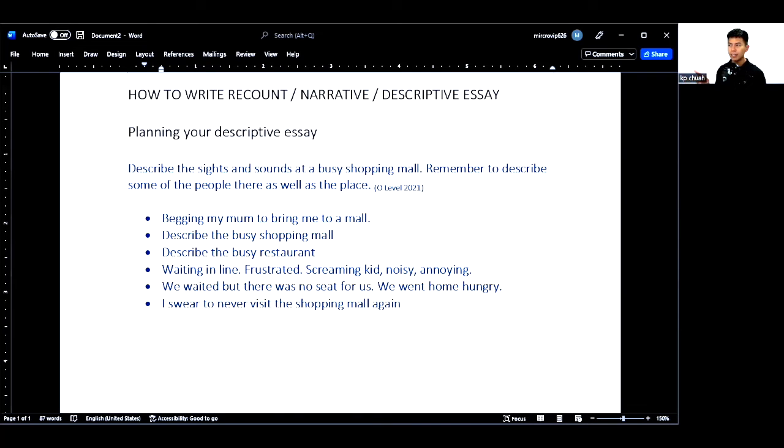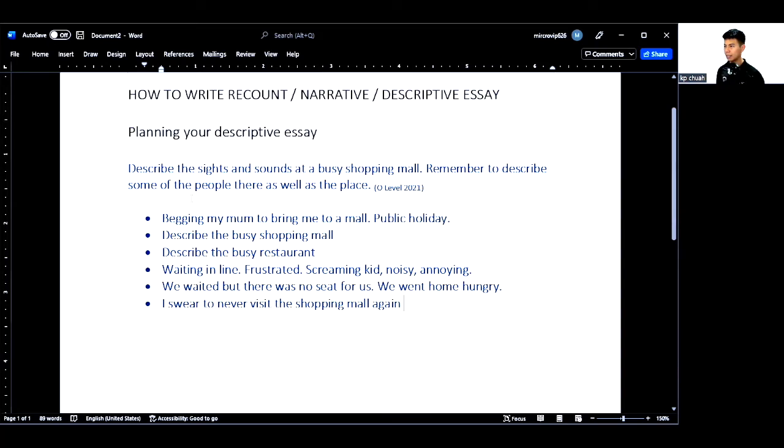Now, think about why is the shopping mall so busy? If you have been to a shopping mall on a public holiday, you will know the pain, right? You try to buy movie tickets, but you can't because everything is sold out. You have to squeeze yourself between different people, have to jostle with others because it's just so crowded. And that's probably the case. It's a public holiday. That's why it's so crowded.